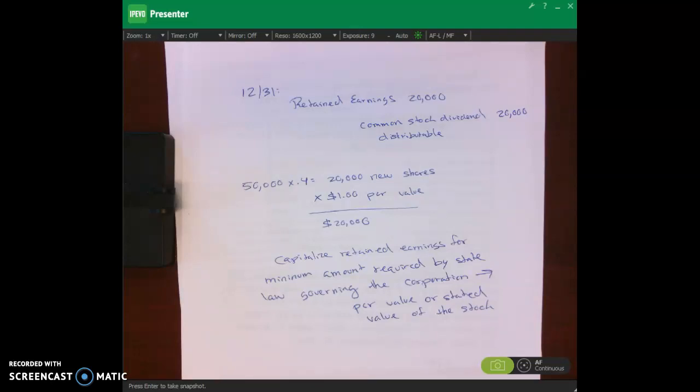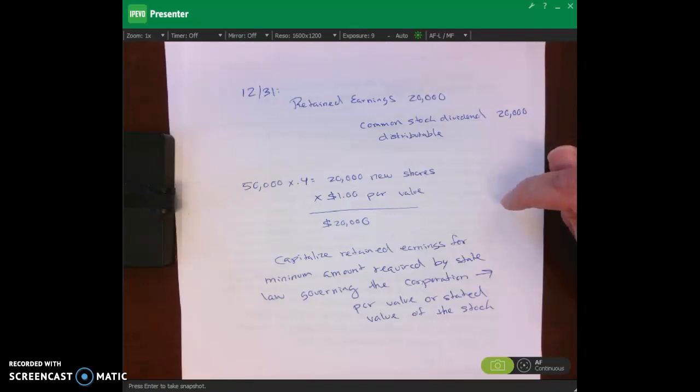So when we look back at the example, it says our company has 50,000 shares of $1 par value stock outstanding. And then they declared a 40% stock dividend when it was selling for $8 a share. So the par value is $1 and then the market value is $8. They have 50,000 shares outstanding and they're going to do a 40% stock dividend. Well, that's more than 25%, so this is considered a large stock dividend.